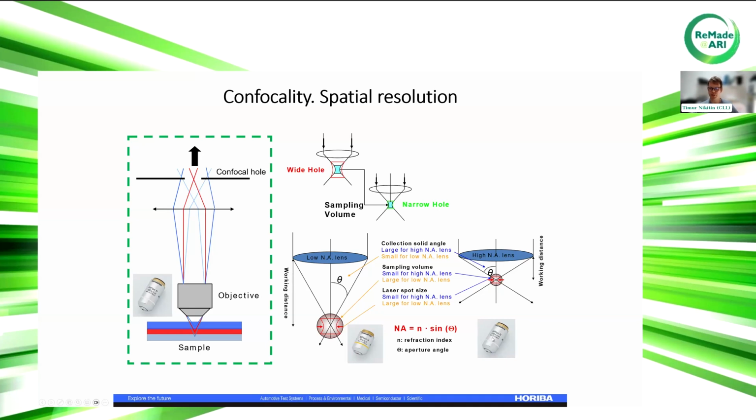Or we can have a high magnification objective, which is typically used, like 100x objectives, which will give us higher spatial resolution. We will collect from a smaller area, but we will have a larger angle of collection, so a larger amount of Raman light will be collected in this way.